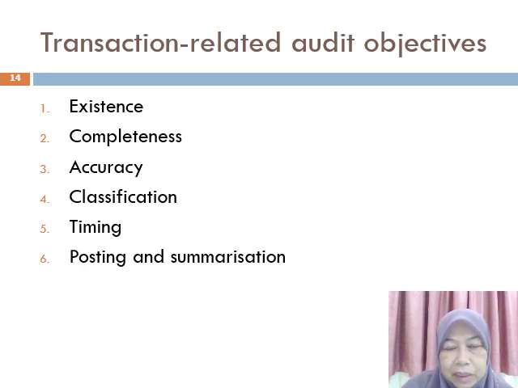Classification relates to a situation where the transactions are classified according to their categories. Timing is related to a situation where the auditor would like to know whether the expenses or the revenues are being properly measured. Okay? So meaning that they are properly stated or recorded in the period in which they have occurred or arisen. Posting and summarization is actually related to a transaction. For instance, the transaction has first of all been recorded in the journal, then after that posted appropriately to the respective ledger, and then after that summarized.